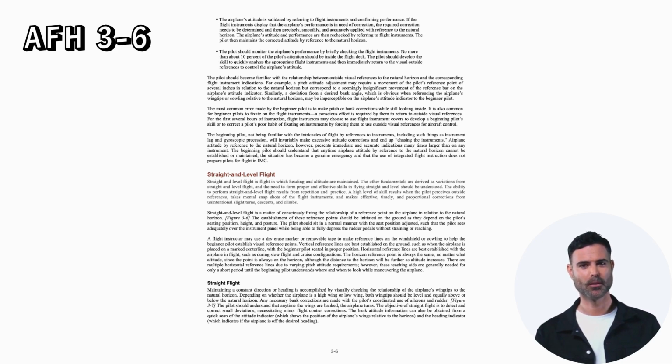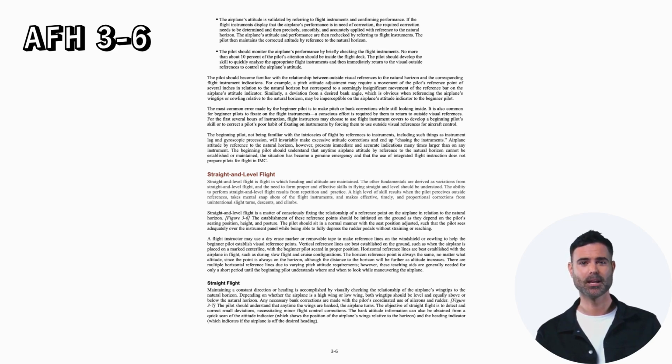The pilot should become familiar with the relationship between outside visual references to the natural horizon and the corresponding flight instrument indications. For example, a pitch attitude adjustment may require a movement of the pilot's reference point of several inches in relation to the natural horizon, but correspond to a seemingly insignificant movement of the reference bar on the airplane's attitude indicator.